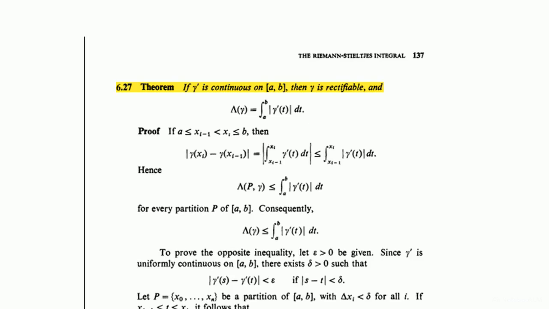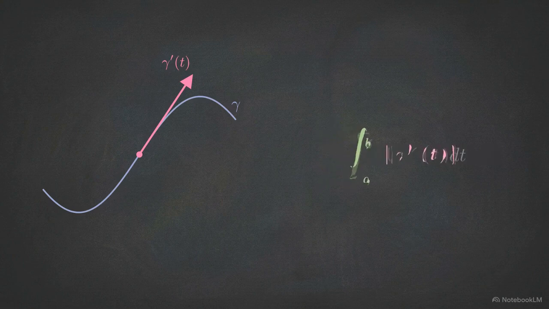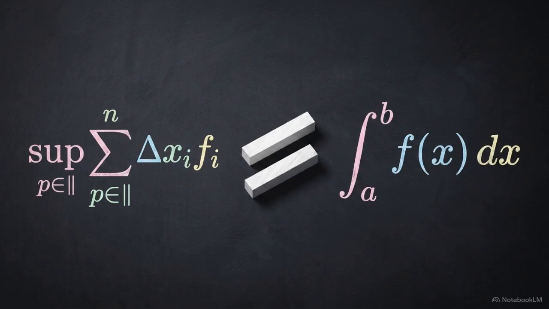The theorem applies when the derivative of the mapping is continuous on the interval. Here, total length is precisely equal to the integral of the magnitude of the derivative. As the partition segments shrink toward zero, the straight lines between points become tangent velocity vectors. Through the mean value theorem, we can convert the discrete steps of the partition into the continuous differential of an integral. Because the derivative is uniformly continuous, the approximation error disappears entirely as we take the limit. Theorem 6.27 allows us to compute an abstract supremum using the practical tools of the Riemann integral.